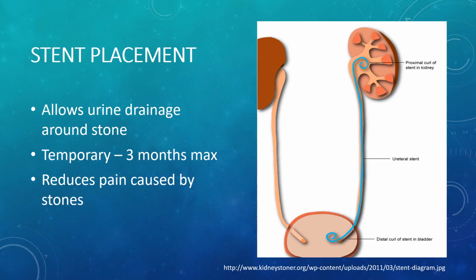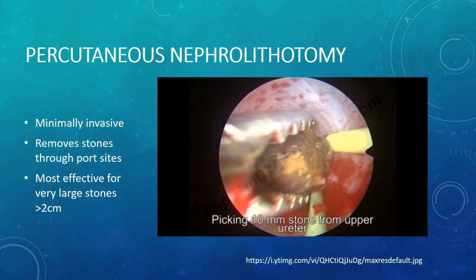Stents are placed during surgery by sliding over a soft guide wire, which is placed up the ureter, and normally stay in for no longer than 2 to 3 months and are removed either on the ward by nursing staff or intraoperatively.